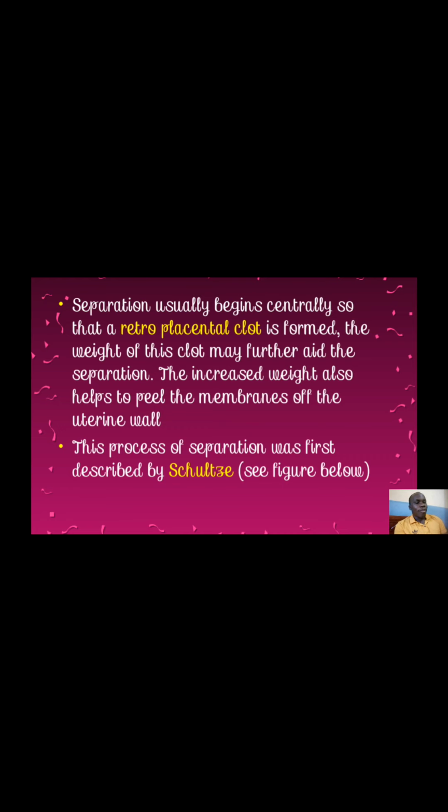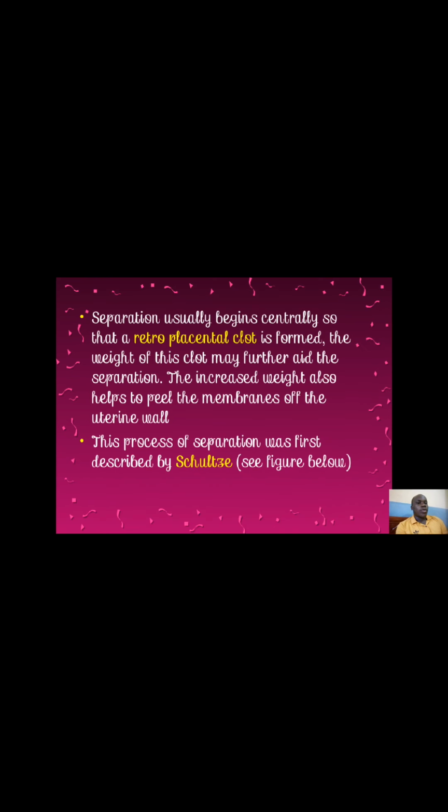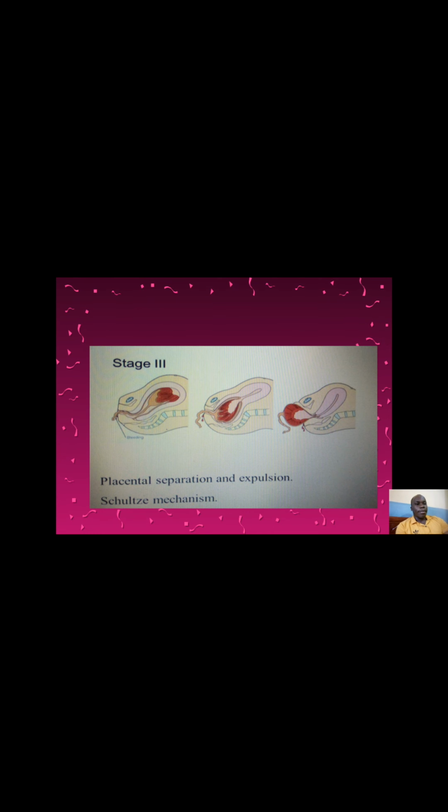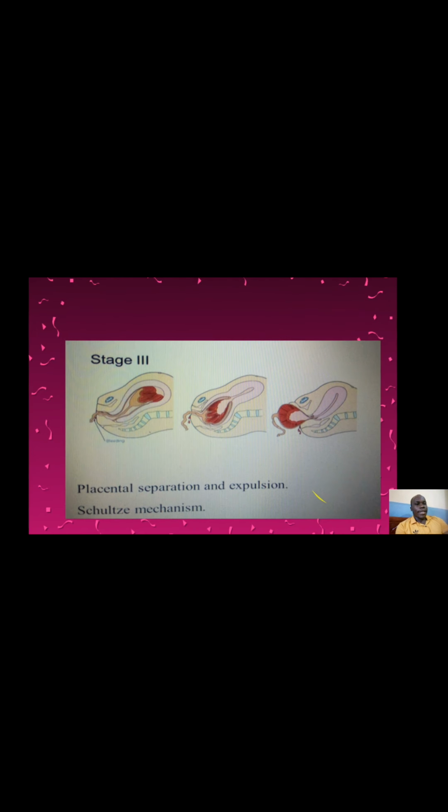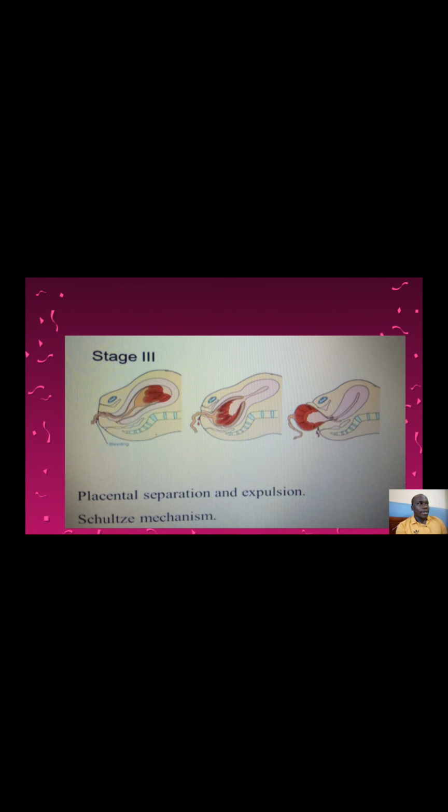separate from endometrial wall. This process of separations was first described by Sachs, ambaye yeye ndio mwanasayansi aliyekuwa wa kwanza kuieleza hiyo process kwamba formations of retroplacental clot is the first initiator ya hiyo retroplacental clot during the placenta separation, kama tunavyoona kwenye mchoro hapa au kwenye picha hizi ambazo nimeziweka. Kwa mfano katika hizi picha zimeandikwa stage 3, it means ni third stage of labor.